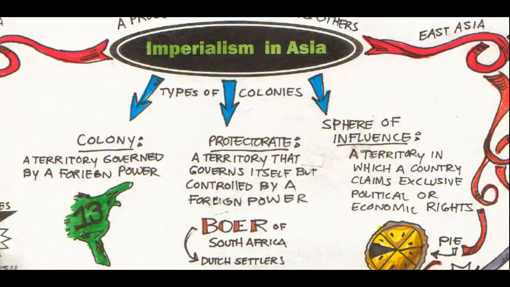Next, you have a protectorate. That is a territory that governs itself, but is controlled by a foreign power. So they have the right to make their own laws and everything, but they answer to their mother country. An example are the Boers of South Africa, who were Dutch settlers.